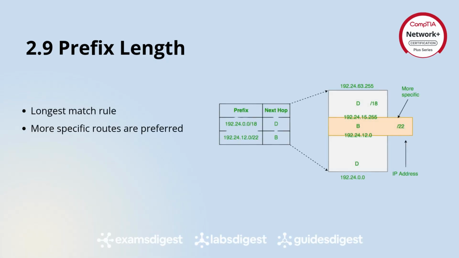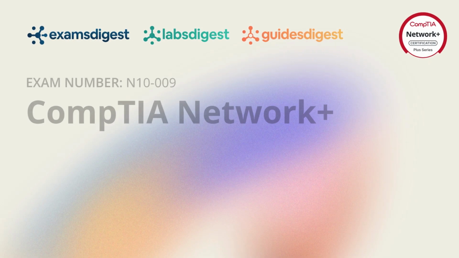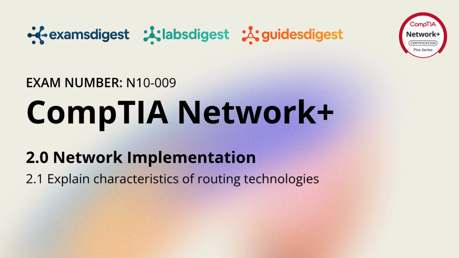Prefix length refers to the subnet mask of the IP address. When choosing between routes to the same destination, the router prefers the route with the longest prefix length, meaning the most specific match. In conclusion, understanding routing technologies is essential for designing efficient and resilient networks.